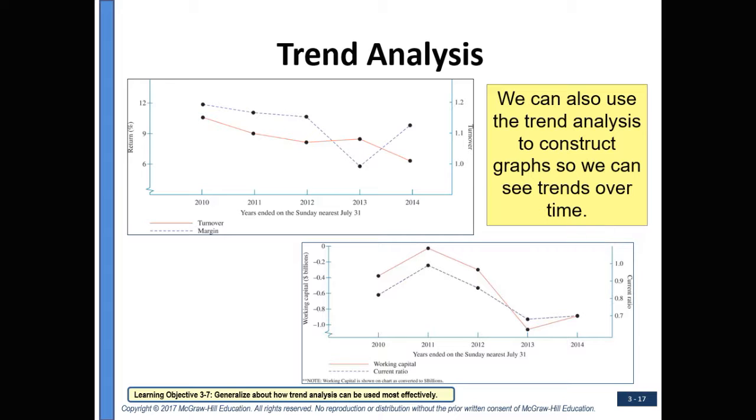We do see that it upticked while margin downticked. This indicates that there was an increase in expenses that we need to take into consideration. We then can look at things such as the working capital to the current ratio and how they trended over that period.